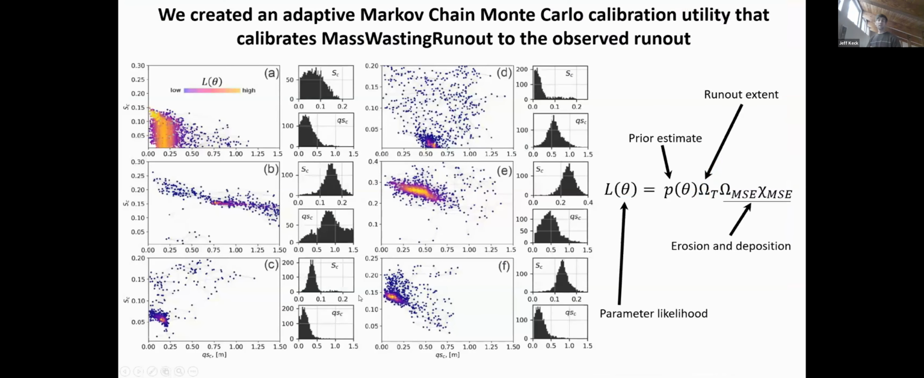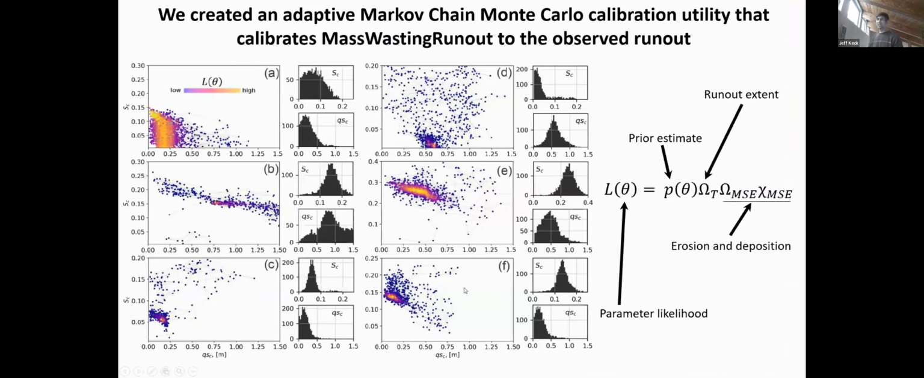And for calibration, we wrote an adaptive Markov Chain Monte Carlo calibration utility that automatically calibrates mass wasting runout to an observed runout data set, where the observed runout data set is that LiDAR differencing map, or if you go out in the field and you map your deposition and erosion depths, that could be used.